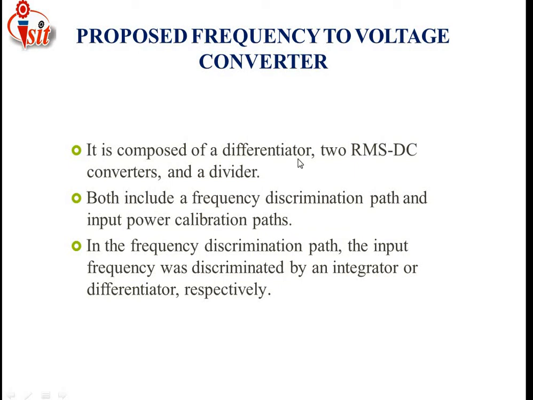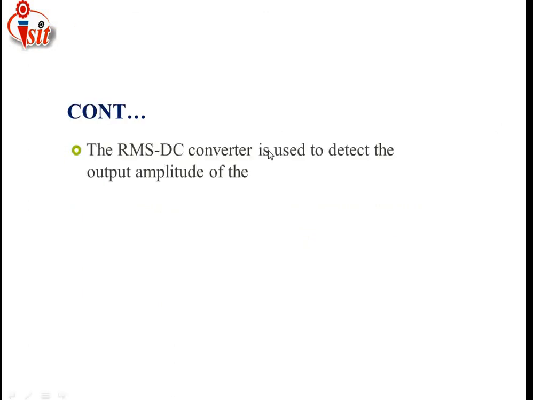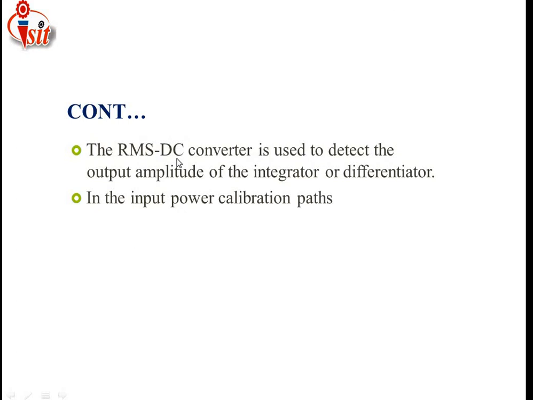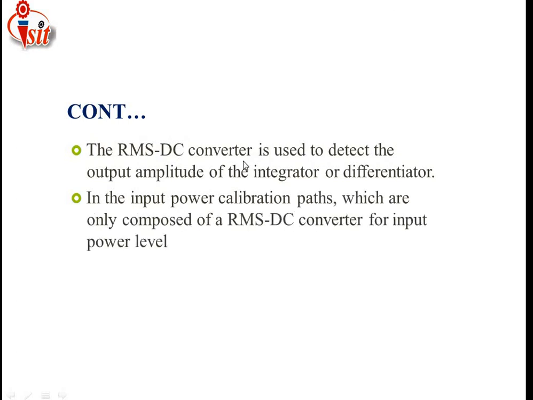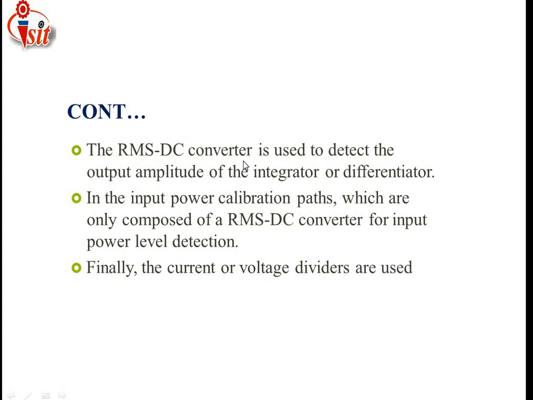In the frequency discrimination path, the input frequency is discriminated by an integrator or differentiator respectively. That means first of all the frequency discrimination path follows through the differentiator or integrator. Then the RMS DC, root mean square direct current converter, is used to detect the output amplitude of the integrator or differentiator. The input power collaboration path is composed only of RMS DC converters.